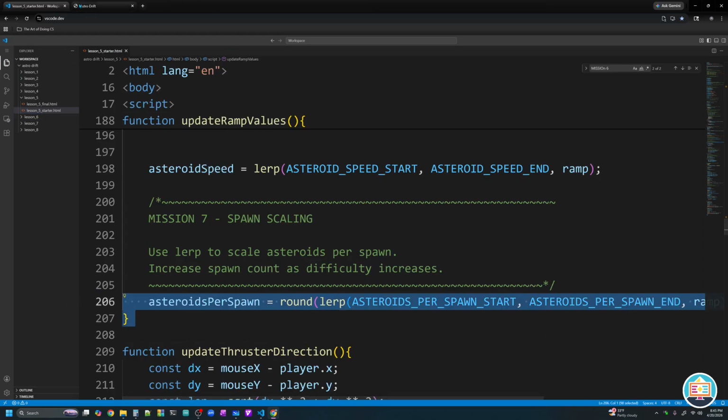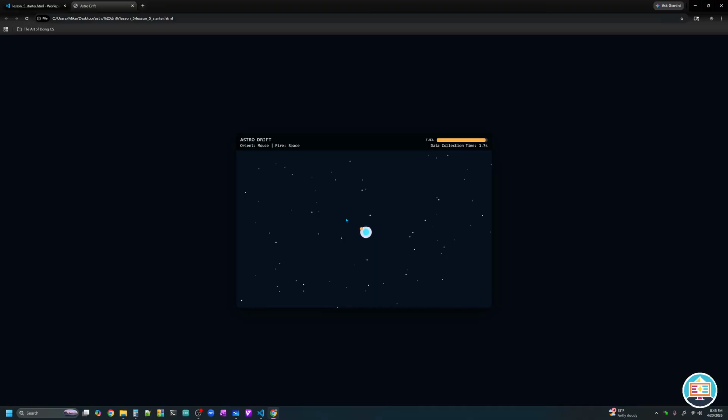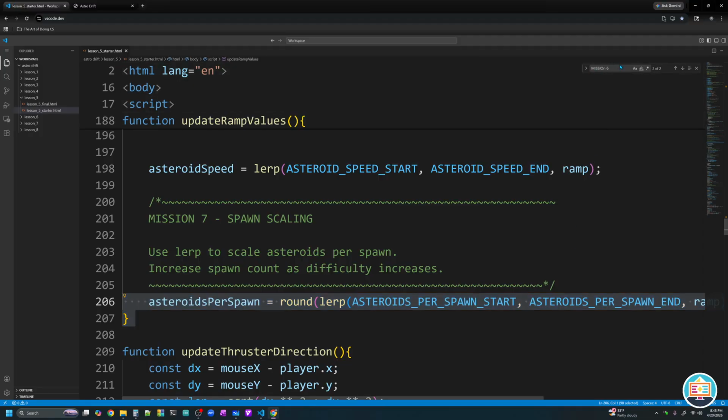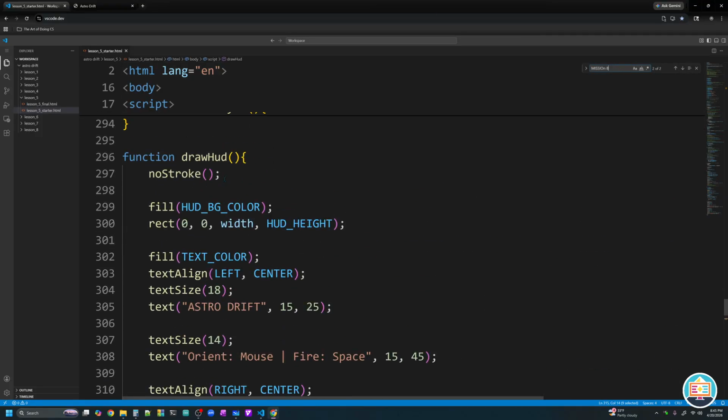Hey, mission number 7 is done. Of course, it's unfortunate, we have no asteroids here to actually see the increase in speed or in spawn number. So how do I know my ramp is actually working? Well, what we're going to do is head to mission number 8. I believe we have a little bit of a debug here. Mission number 8 puts us in our draw HUD function right here.